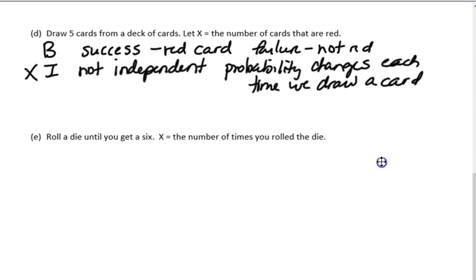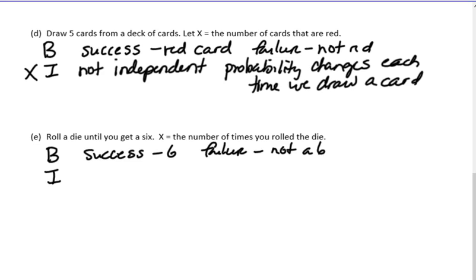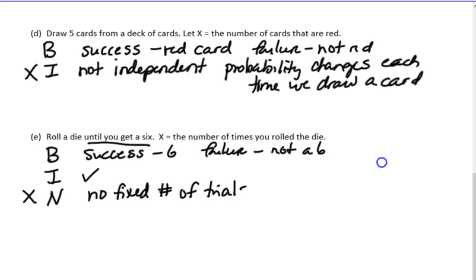E, roll a die until you get a 6. X equals the number of times you roll the die. We're looking for a 6, so we have a binomial situation where success is a 6 and failure is not a 6. Independent, we've already established rolling a die is independent. Number of trials: we don't have a fixed number of trials. X equals the number of times you roll the die until you get a 6. This is the one that's violated. There is no fixed number of trials. It turns out that this is actually a geometric model, which we'll talk about later on in section 6.3.